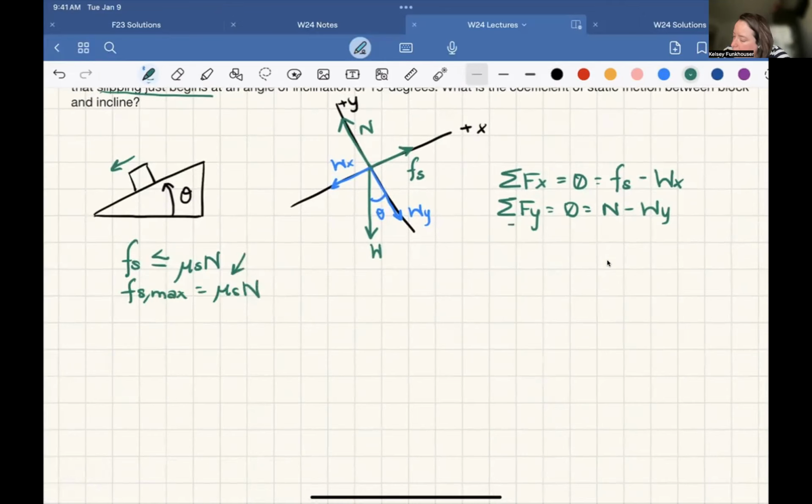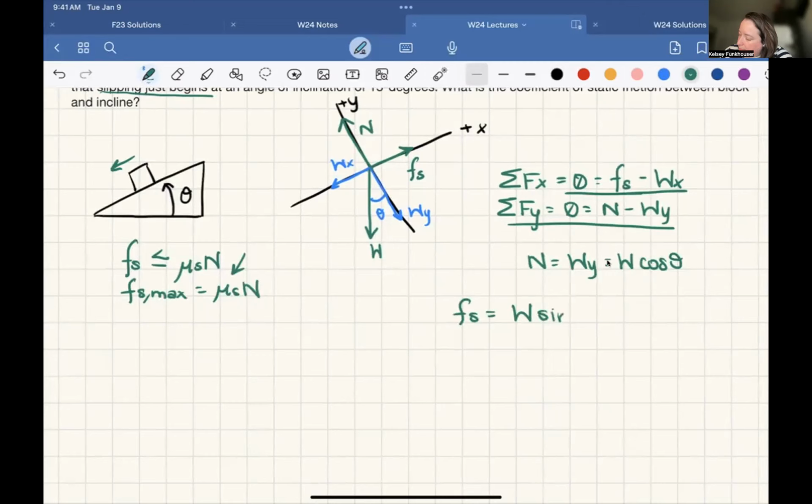And so the first thing we can do in this equation, if we add the y component of the weight to both sides, we see that the normal force is the y component of the weight, which is the weight times cosine of theta. Okay, so we have that, and then using the relationship in the x direction, add the x component of the weight to both sides. So then we have the static friction force is equal to the weight times sine of theta. And the static friction force, as I said, is equal to the coefficient of static friction times the normal force, which is weight cosine theta.